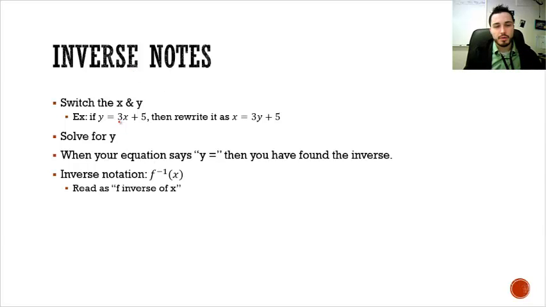So this little example, y equals 3x plus 5, so I swap the x and the y, so it's x equals 3y plus 5. So that's step 1, swap x and y. Then just go back and solve for y again. When your equation says y equals, then you found your inverse. And remember that our inverse notation is written like this, and we read that as f inverse of x.